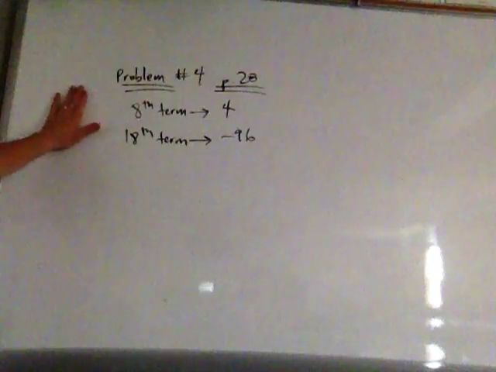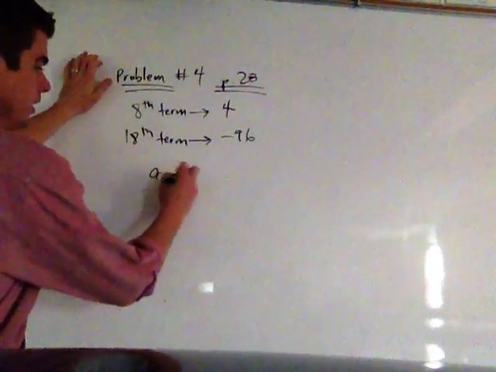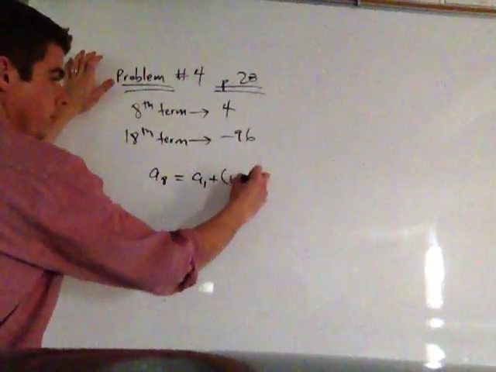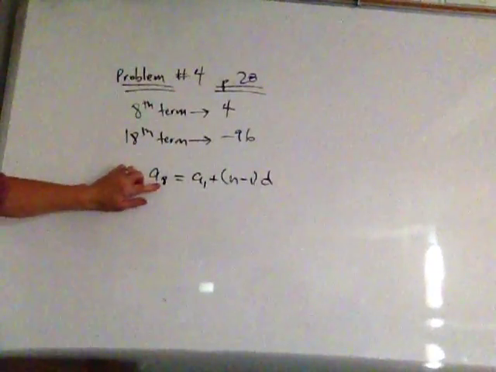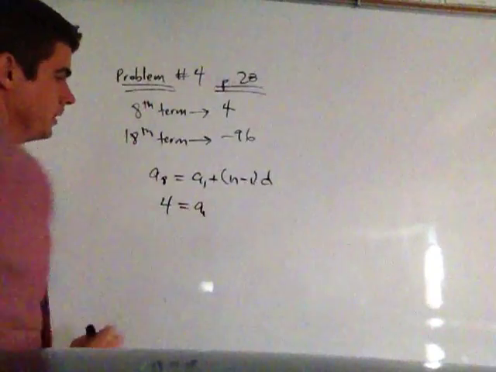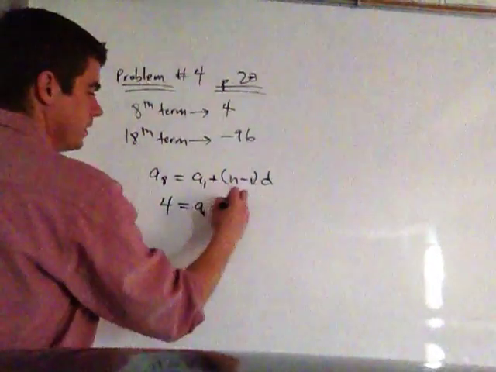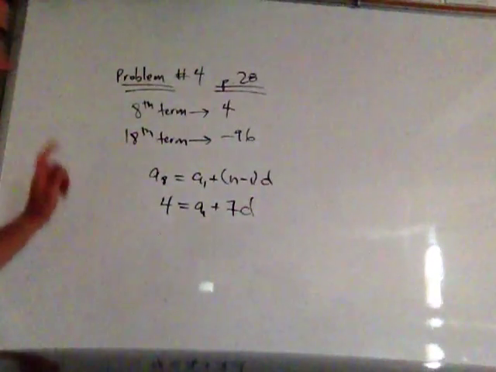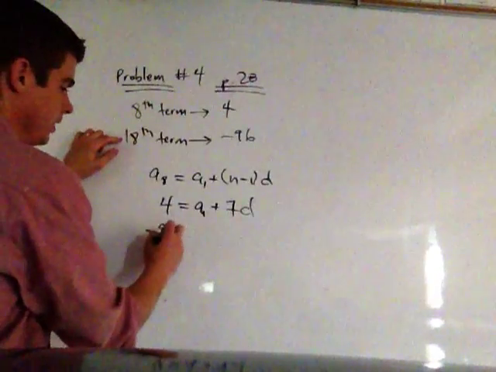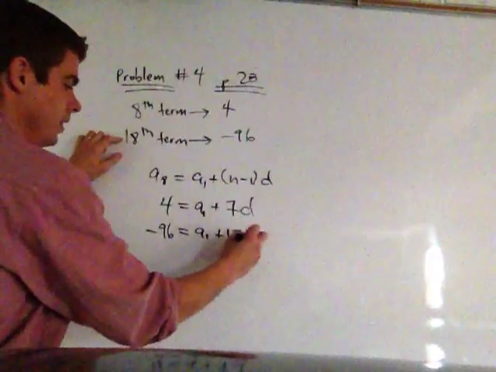Well, if you know it's arithmetic and you know the 8th term is 4, you know that a sub 8 is equal to the first term, which we don't know, plus n minus 1 of the differences. Well, the 8th term is 4. We don't know what the first term is, but if it's the 8th term we're talking about, we have to add 7 differences to it. Similarly, the 18th term, which is negative 96, is equal to the same first term plus 17 differences.